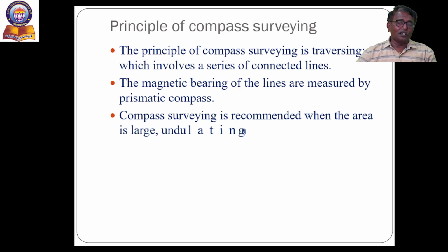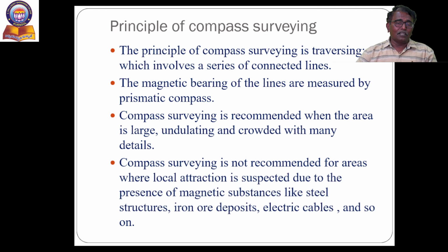Compass surveying is recommended when the area is large, undulating, and crowded with many details. And compass surveying is not recommended for areas where local attraction is suspected. Here, local attraction means the presence of magnetic substances like steel structures, iron ore deposits, electrical cables, and so on. At those locations, compass surveying is not suitable because the needle in the compass may be attracted by the magnetic substances.